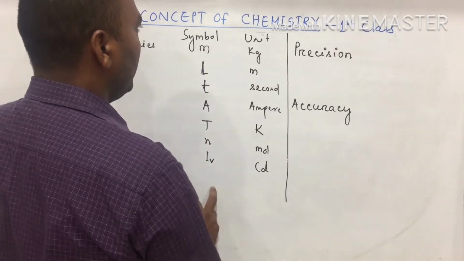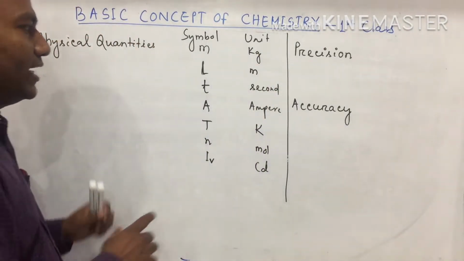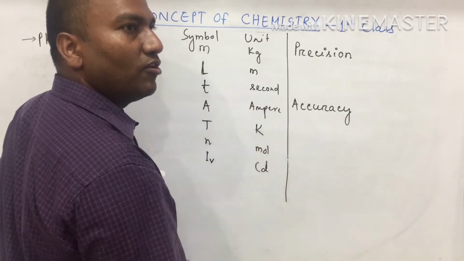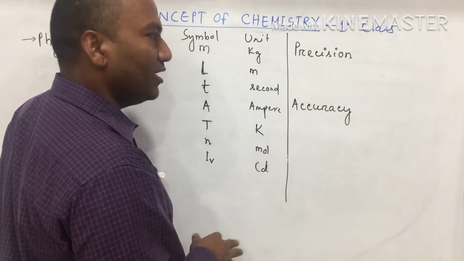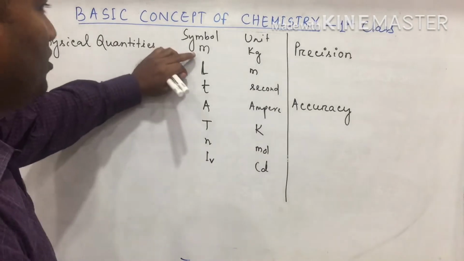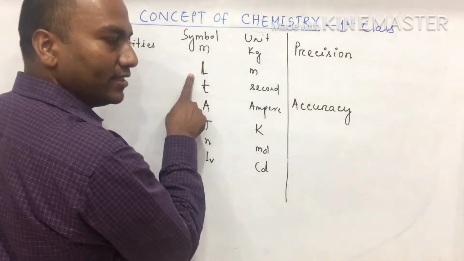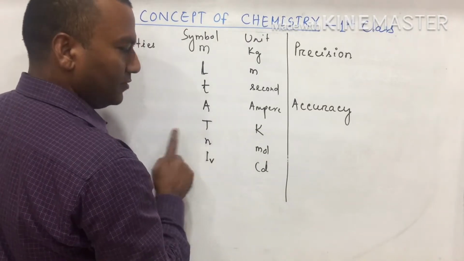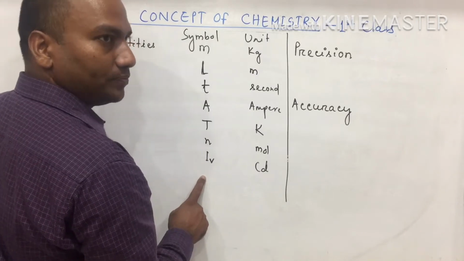I have written here the symbol and their SI unit. You know what an SI unit is? This is called the Système International d'Unités, or SI unit. Earlier, in lower classes, we read CGS unit and MKS unit, but here we will read SI units. So the 7 physical quantities are mass, length, time, current, temperature, amount of substance, and luminous intensity.